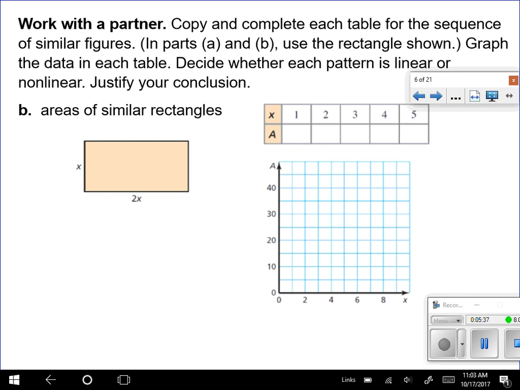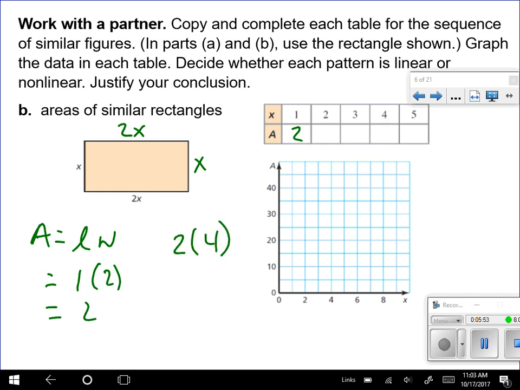Okay, now if you plug in the area, remember this is still x and this is still 2x, but in area we're just multiplying our length times our width. We're not adding them all. So we would have 1 times 2, which would give us 2. Here we would have 2 times 4, which would give us 8. And we would have 3 times 6, which would give us 18. And we'd have 4 times 8, which would give us 32. And then we would have 5 times 10, which would give us 50.